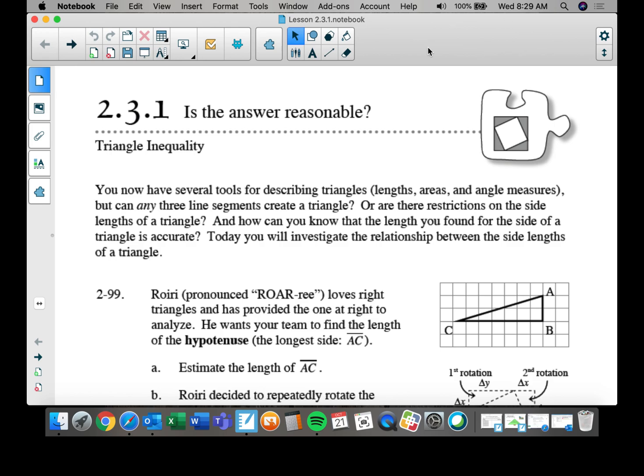All right. Hello, geometry students, and welcome to 231, the triangle inequality. Something we're going to talk about to be able to check to see whether an answer is reasonable or not is kind of where we're headed.